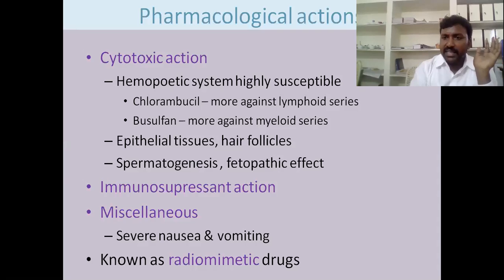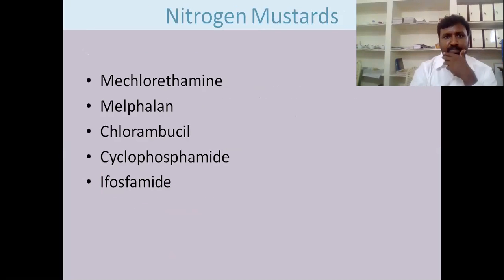Next, immunosuppressant action. They inhibit the immune system activation because they kill the cells and proteins directly. All antibodies are made up of protein, so they inhibit the immune system. And miscellaneous effects are nausea, vomiting, and radiomimetic action. These drugs act like radiation to inhibit the cells. Other drugs' mechanism of action is also similar. Melphalan, chlorambucil, cyclophosphamide, all these alkylating agents have the same mechanism of action and same adverse effects.